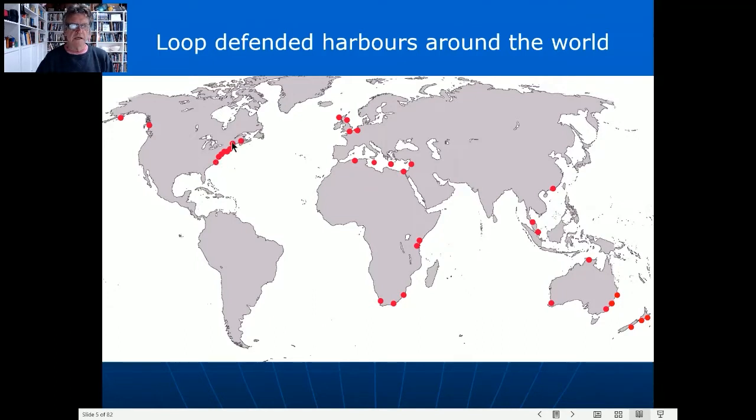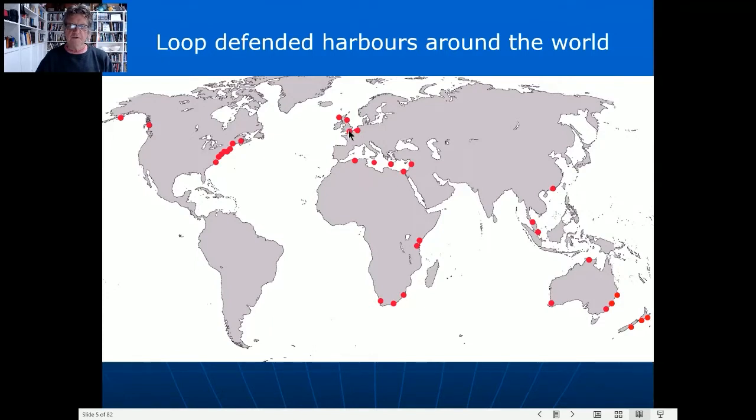There's about a dozen different loop defended harbours on the eastern seaboard of the United States, from New York down to Boston to North Carolina. There's a whole lot, and I'm not going to go through those in any detail other than to say there were a lot of harbours there defended by the United States Navy in World War II. Then coming over here, there's the UK. I mentioned Oban before, so in Scotland there's Oban. There's May Island over near the Firth of Forth, near Edinburgh.